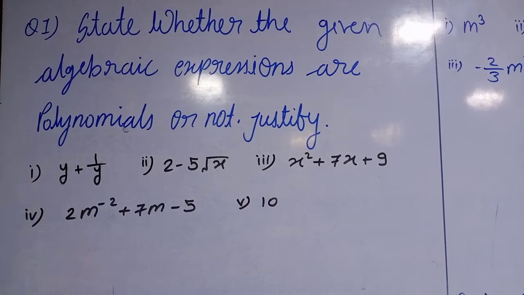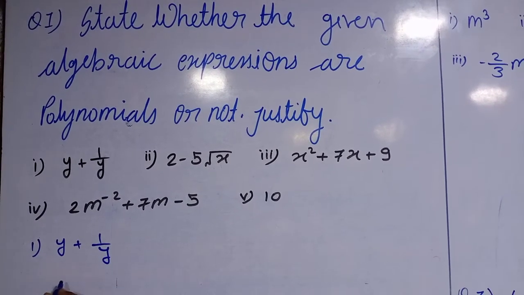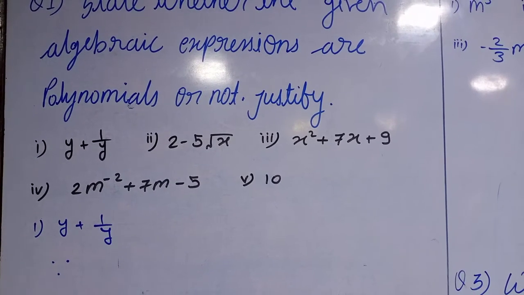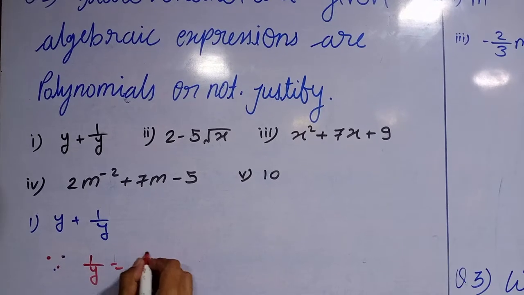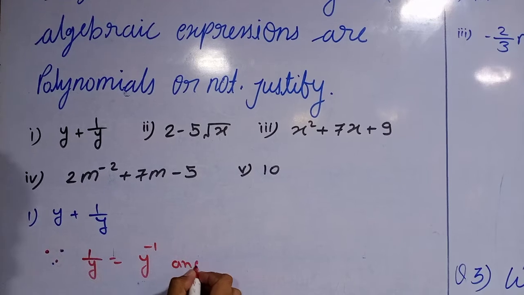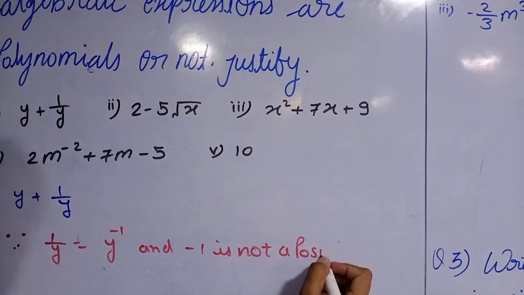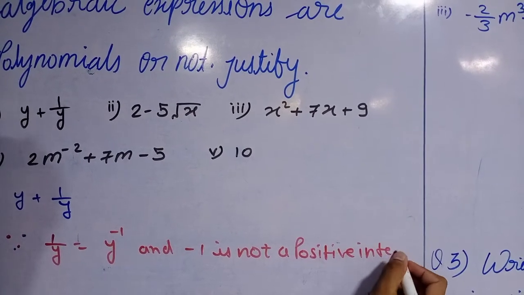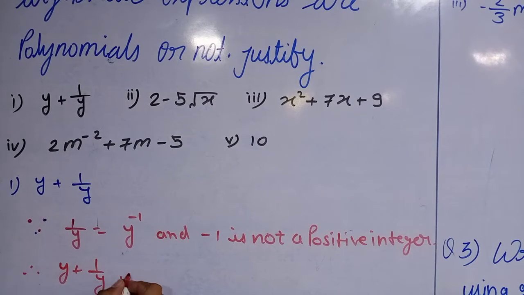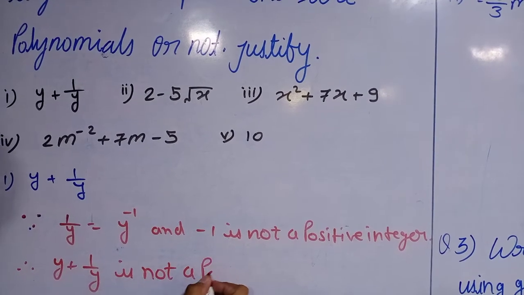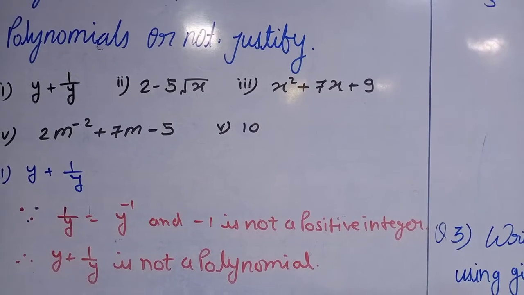So here we have question number 1, that is y plus 1 upon y. We should write over here, because 1 upon y is equal to y raised to minus 1, and minus 1 is not a positive integer. Therefore y plus 1 upon y is not a polynomial. Yes, this way we can say.